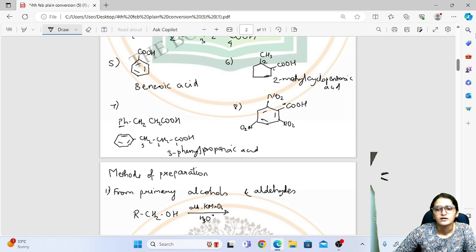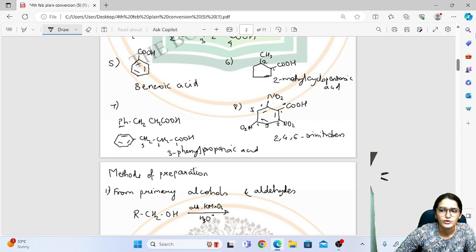And here we have carboxylic acid attached to the benzene ring along with 3 NO2 groups. So numbering will start from here, first, second, third, fourth, fifth and sixth. So it will be 2, 4, 6 trinitro. Now COOH attached to a benzene ring is benzoic acid. So 2, 4, 6 trinitrobenzoic acid.